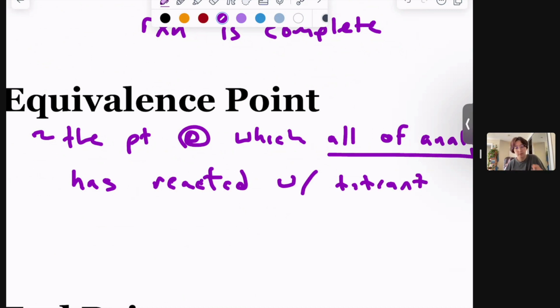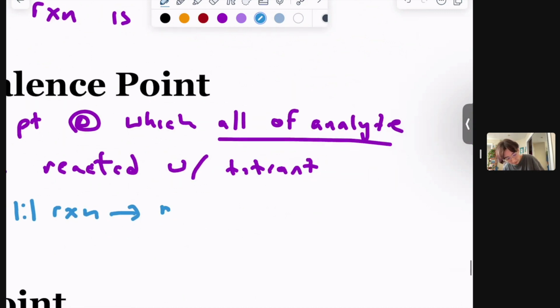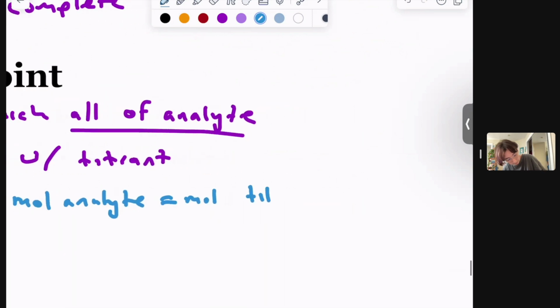So this is where we know that we've completed our goal. This is the point, and we really want to catch that exact point where it has been completed. That way we can really accurately determine that concentration. If you have a 1-to-1 reaction, 1-to-1 mole ratio, then this is the point where the moles of analyte are equal to the moles of titrant.